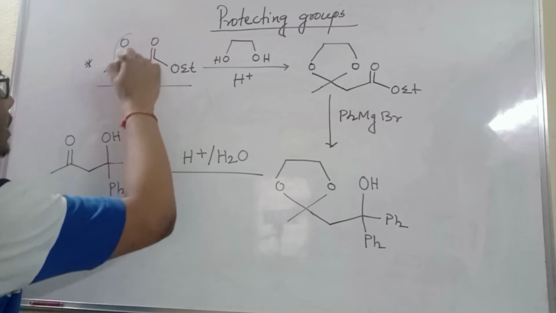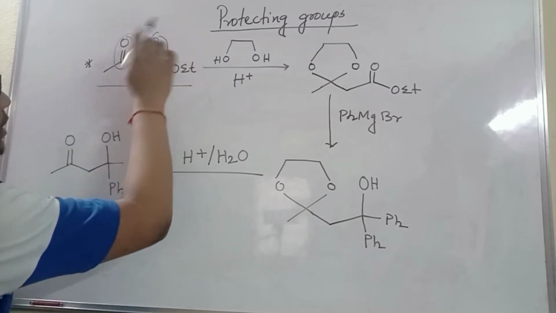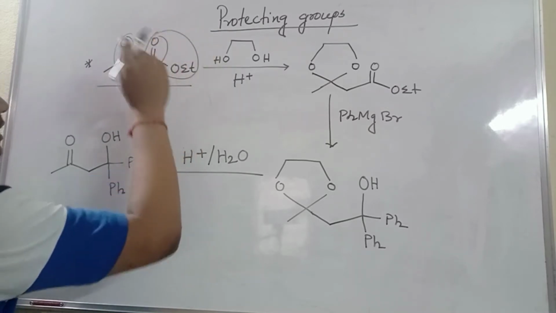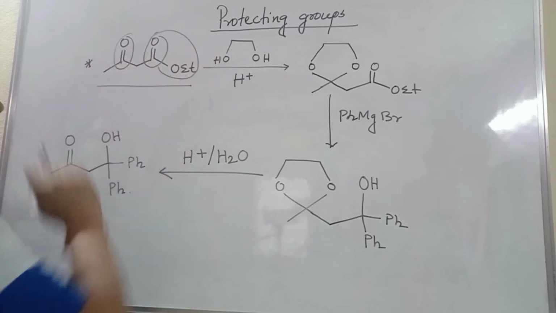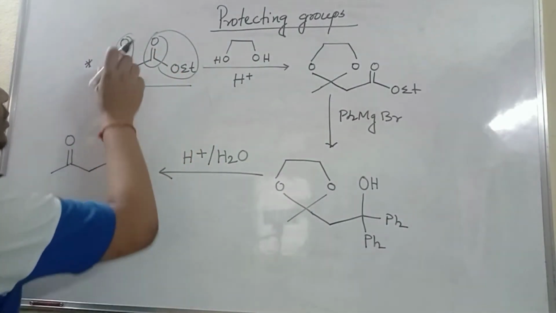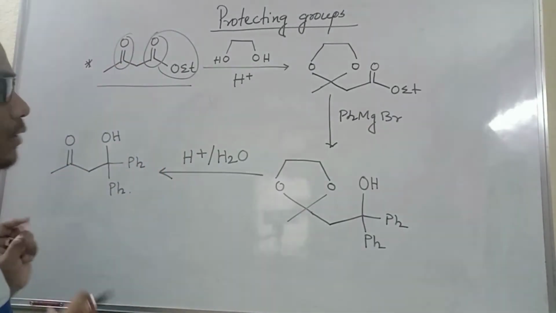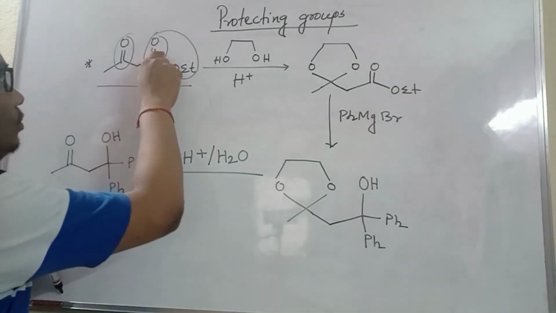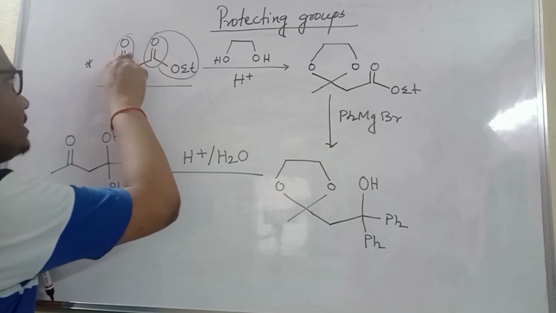So here two keto groups are there. No, two keto means this is all ester. This is one ester group. You know, one keto group is there. In the ester, one keto group is there, and in the keto also keto. So I want to reduce this keto group in the presence of this keto group.